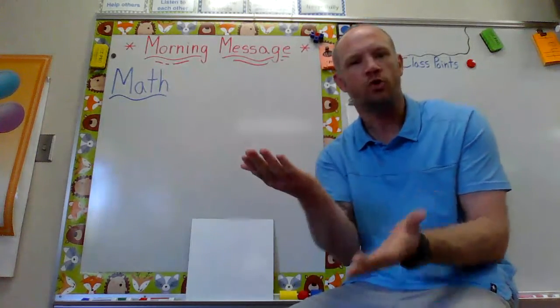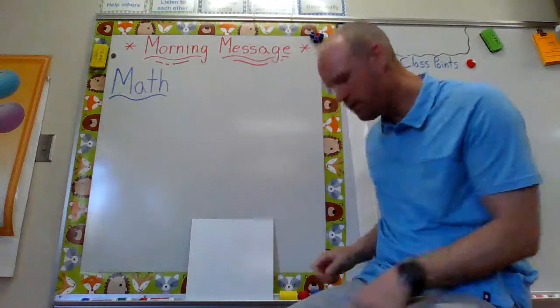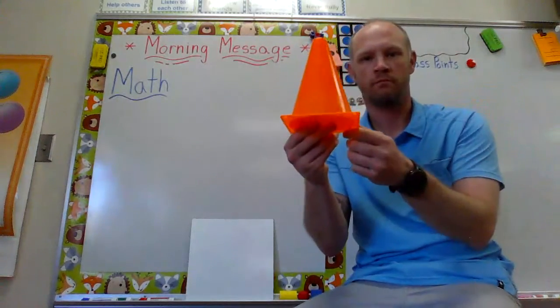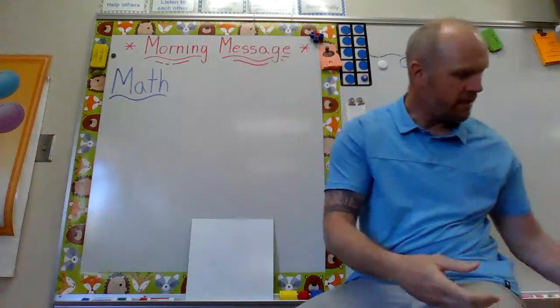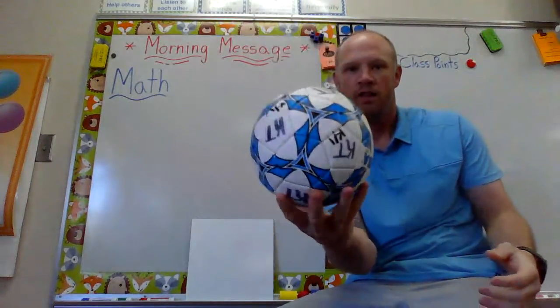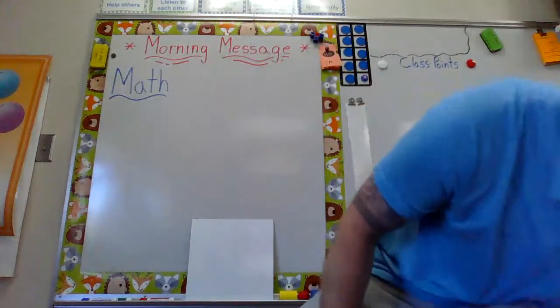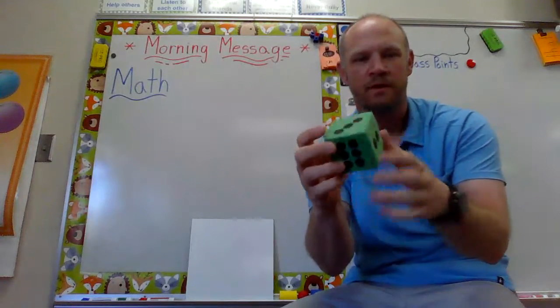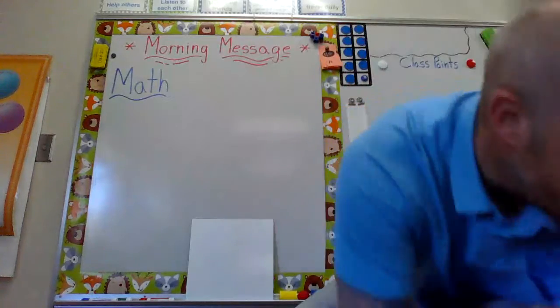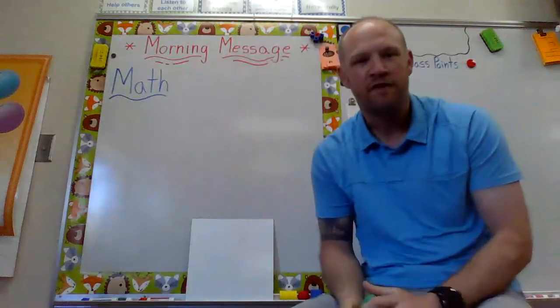A solid shape you could hold in your hand, like maybe some bubbles, or maybe this orange cone, or maybe this soccer ball. And I know we've seen this before. Maybe this dice. Now, these are solid shapes because we can hold them in our hands, can't we? We could kick them with our feet, maybe.